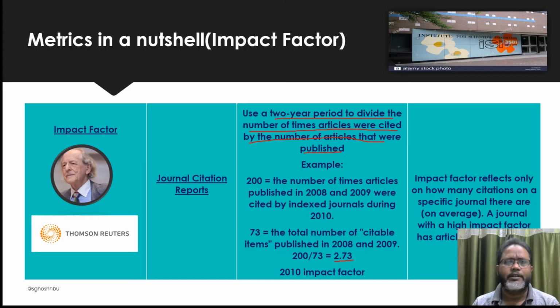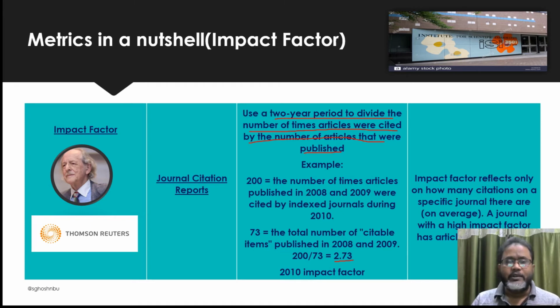Now see, this impact factor, the JIF, was actually the brainchild of Sir Eugene Garfield. Eugene Garfield developed this at Thomson Reuters, and he termed it the impact factor, and the source is the Journal Citation Reports. What they are doing is using a 2-year period, dividing the number of times articles were cited by the number of articles that were published. This is very important.